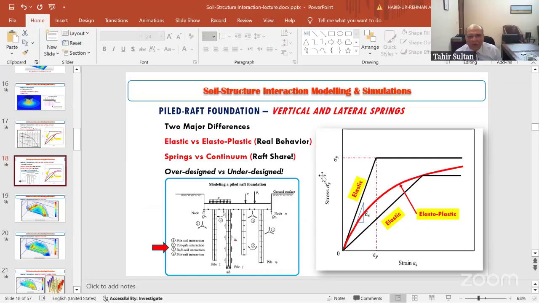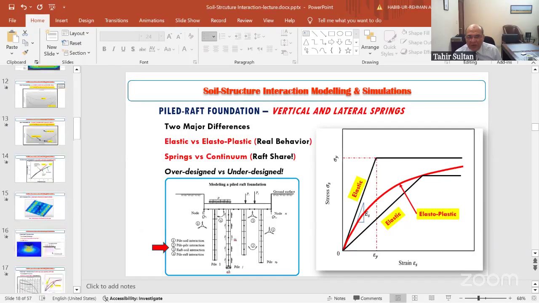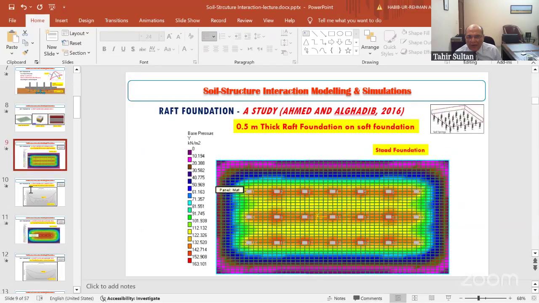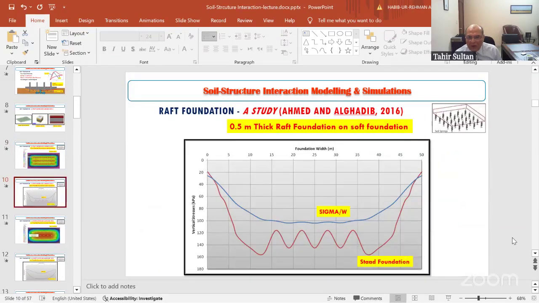Thank you, Doctor. The next question is from Mr. Asim Akram. He has said, sir, as you have shown in the raft stress diagram in STAAD Pro and compared it with Sigma, the stress distribution in Sigma was more like uniform than in STAAD Pro. But isn't it that under the columns there will be higher stresses and the diagram will be a wavy one, as shown in STAAD Pro results?